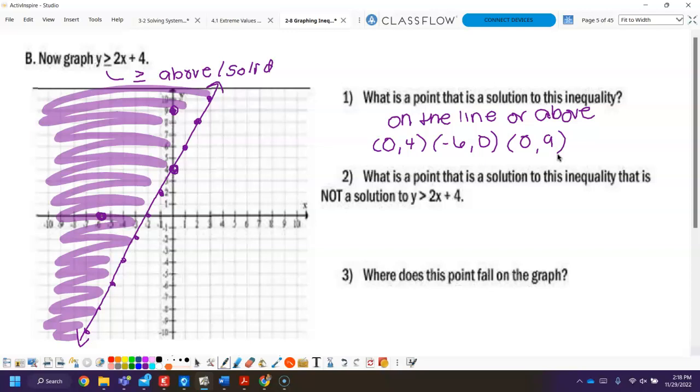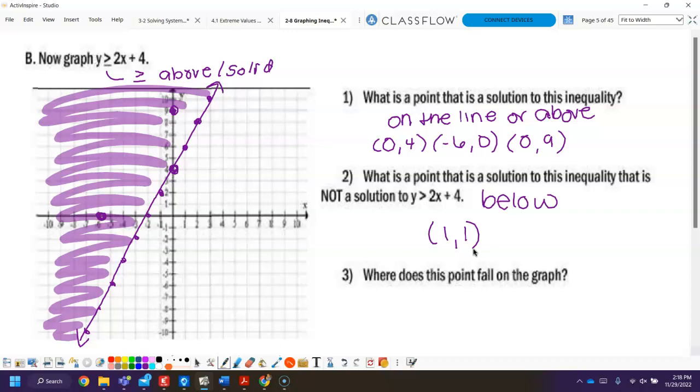If those are the points that are solutions, what is a point that would not be a solution? Go ahead, Anthony. Okay, anything below. So what's an actual point below my line? 1, 1. Perfect. So 1, 1. 0, 0. Negative 10, positive 10.